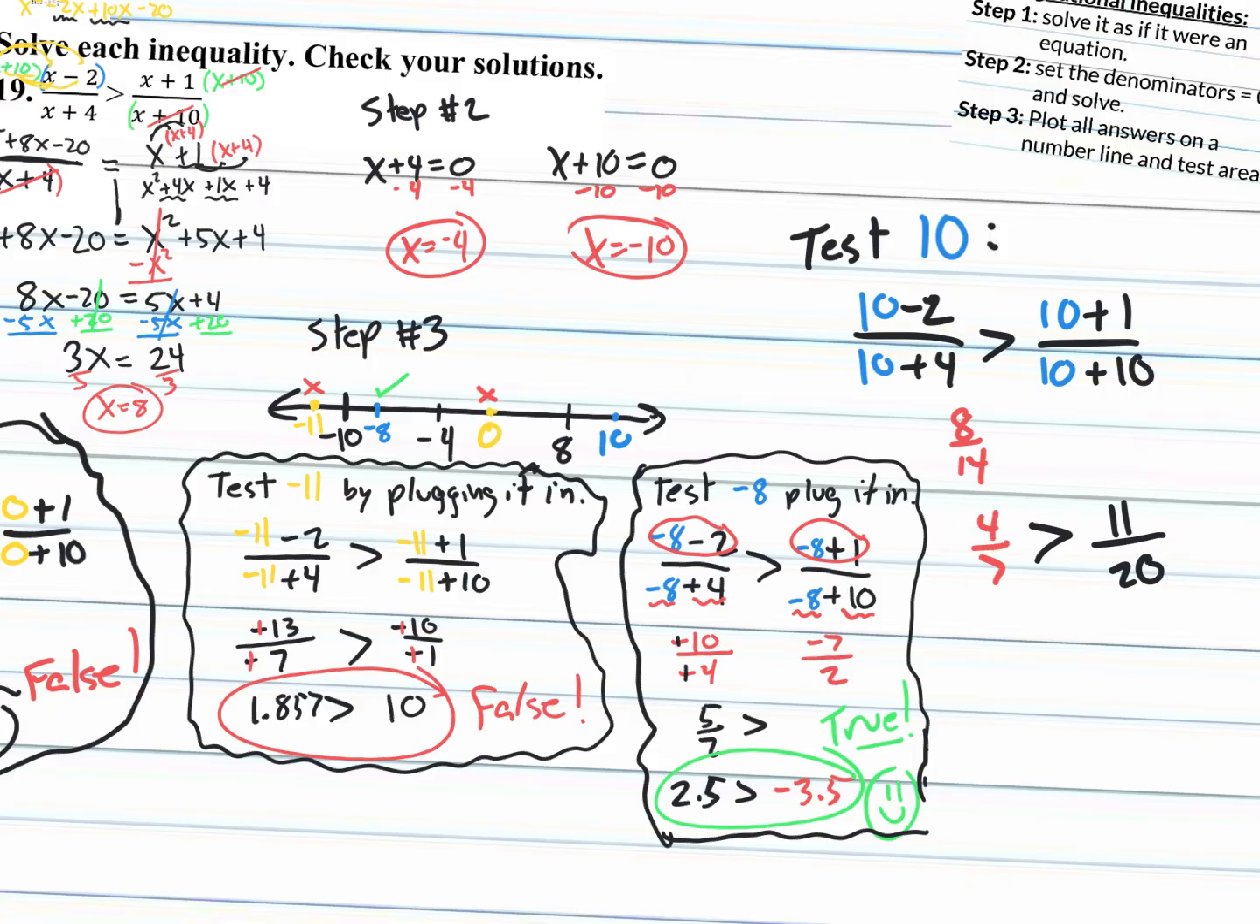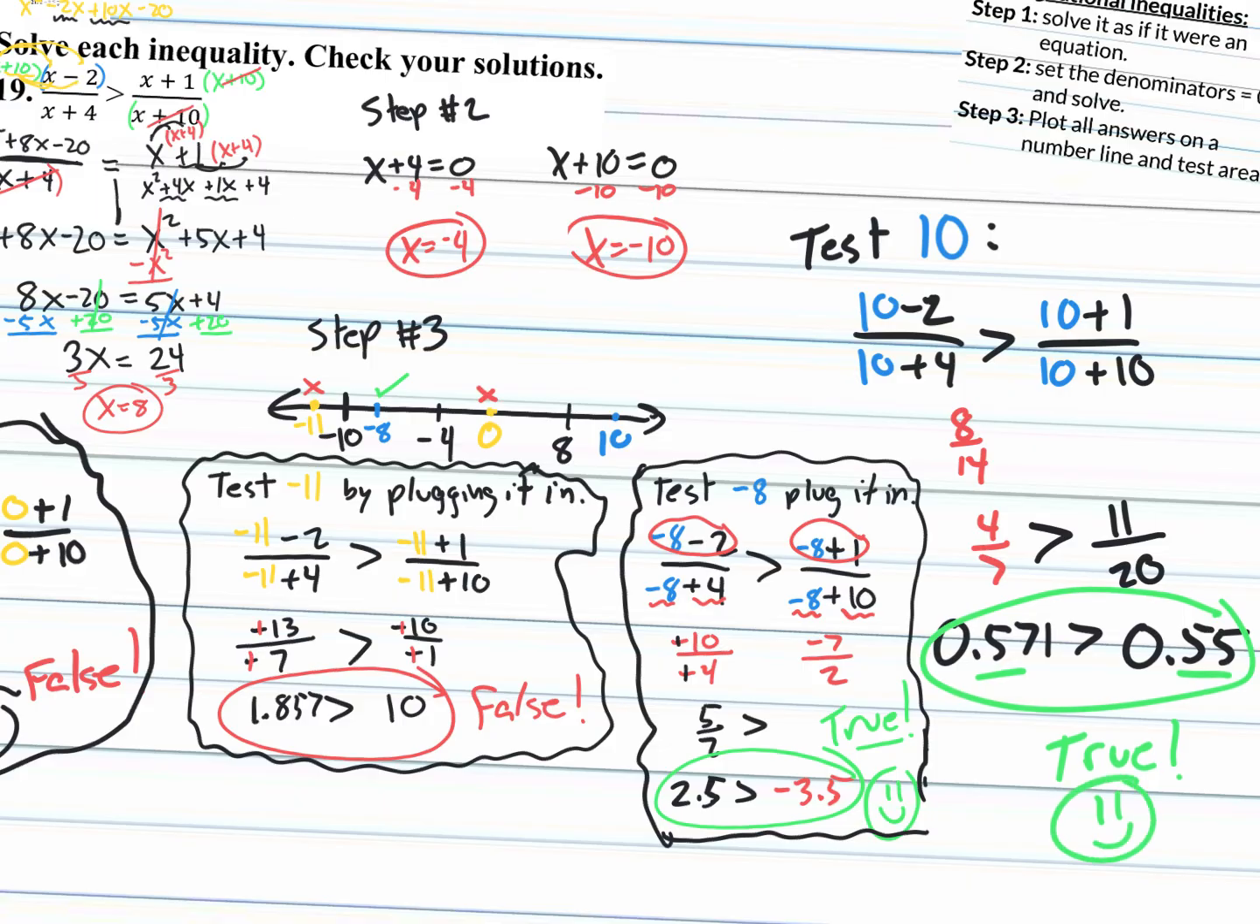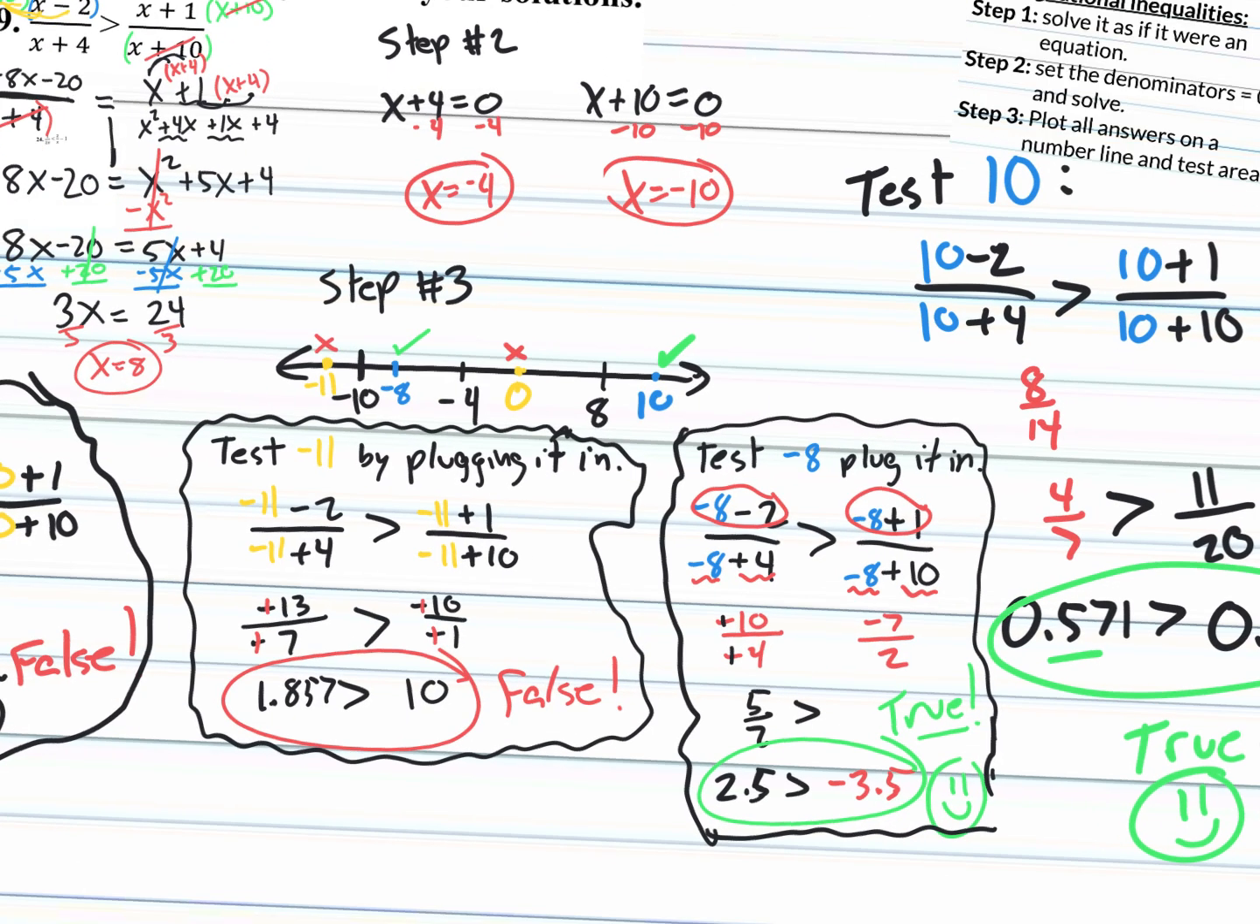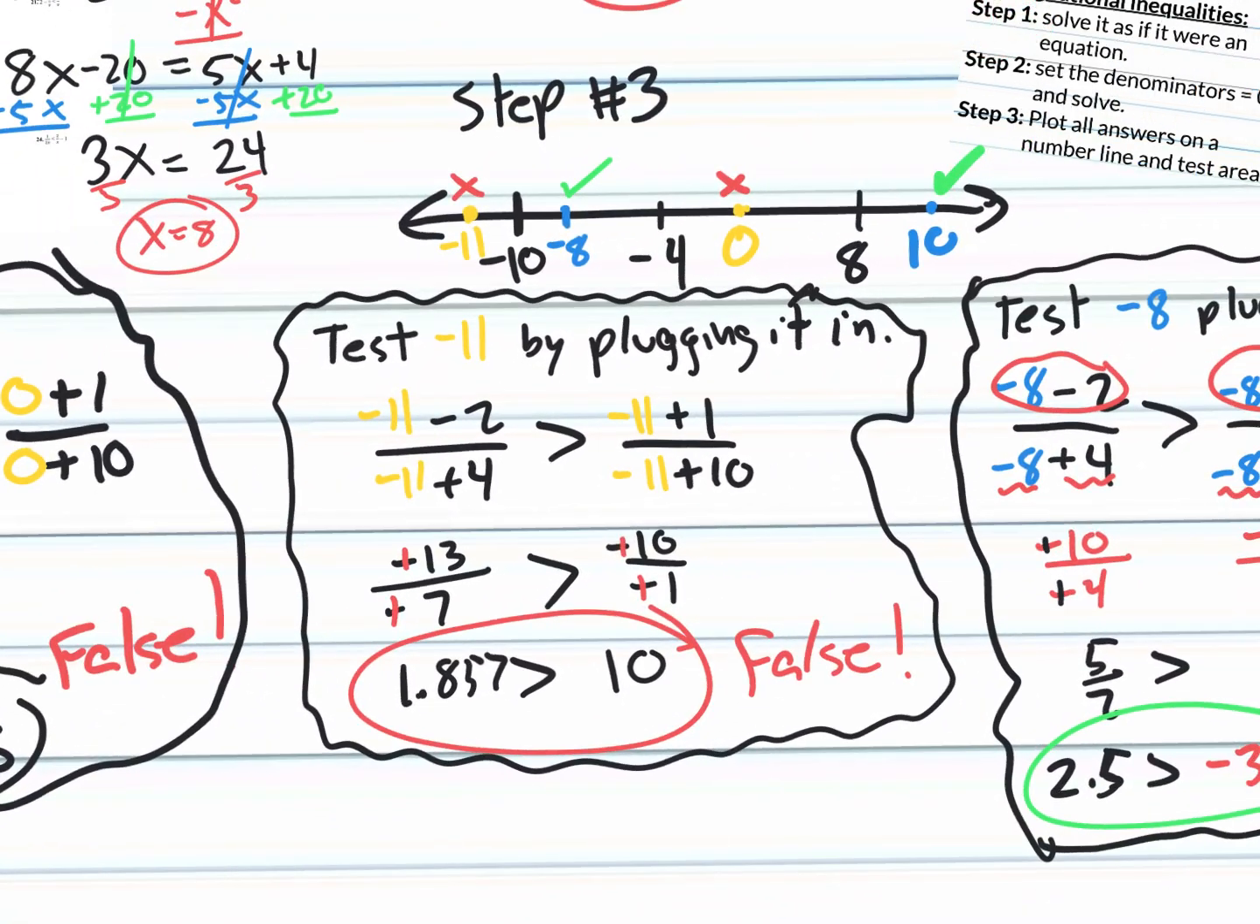But to be on the safe side, get a calculator and type in 4 divided by 7 and change it to a decimal. And you'll see that 4 divided by 7 is 0.571. And let's check 11 divided by 20 on a calculator, change it to a decimal. It's 0.55. So it's pretty clear that 57 cents is greater than 55 cents. So this is true. Yay. What does that mean? That this works, okay? So now we go back and we write our answer from the interpretation of this graph.